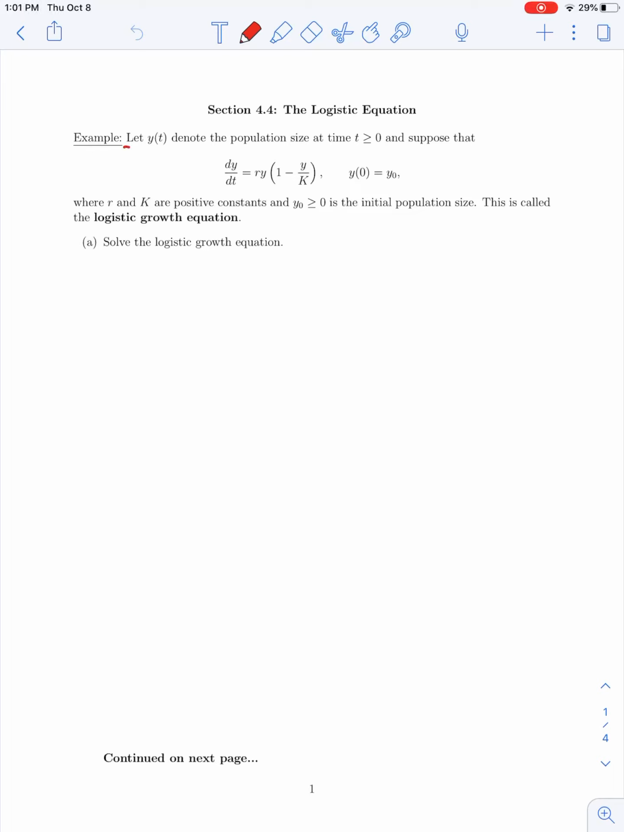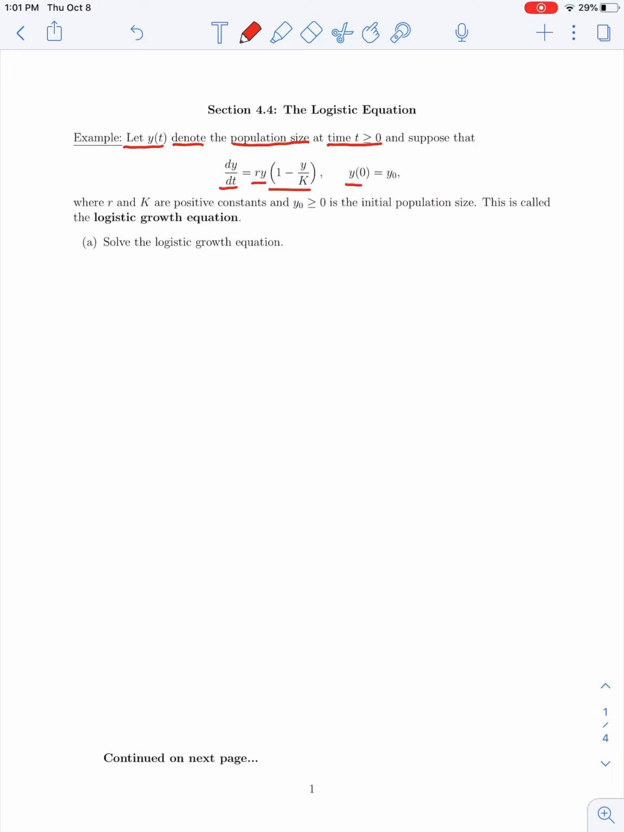Let us suppose that y of t denotes the population size of some species at time t, which is non-negative. And let us suppose that the rate at which the population changes, that is, the derivative of population size, is given by the differential equation r y times 1 minus y over k for our derivative dy/dt.